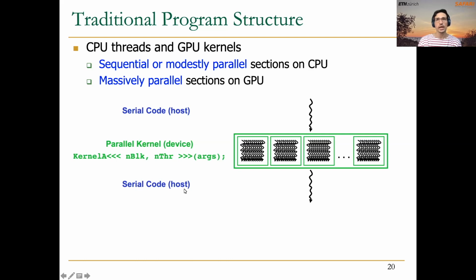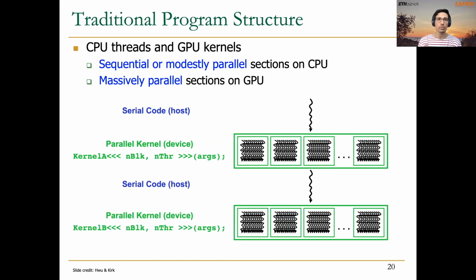At some point, the kernel will terminate, and control returns to the main thread in the CPU. Sometime later we will reach another massively parallel section, and now we have to execute kernel B. Again, we will use a certain number of blocks, each of a certain number of threads, we launch the kernel and start the execution on the device, or GPU.